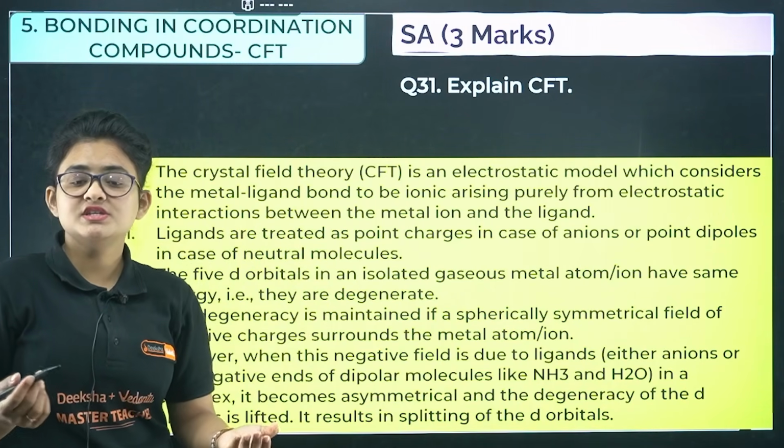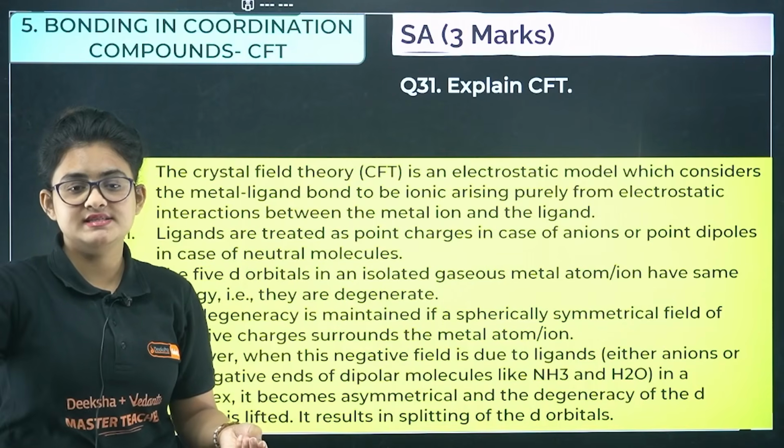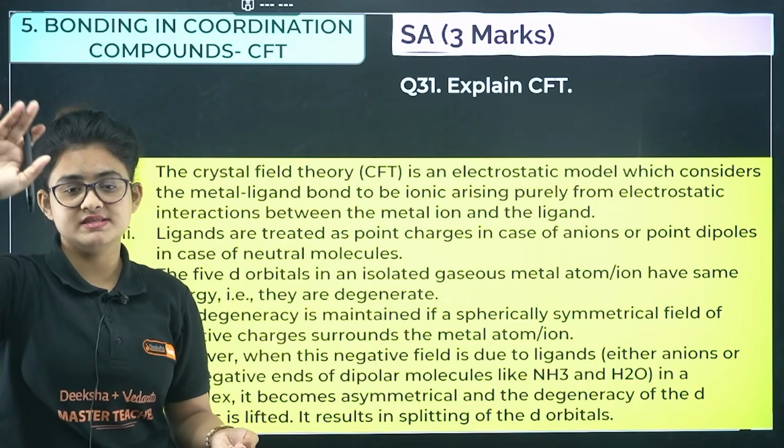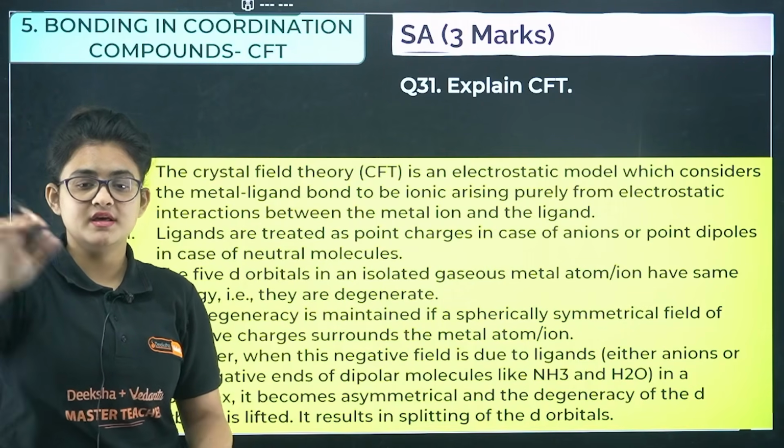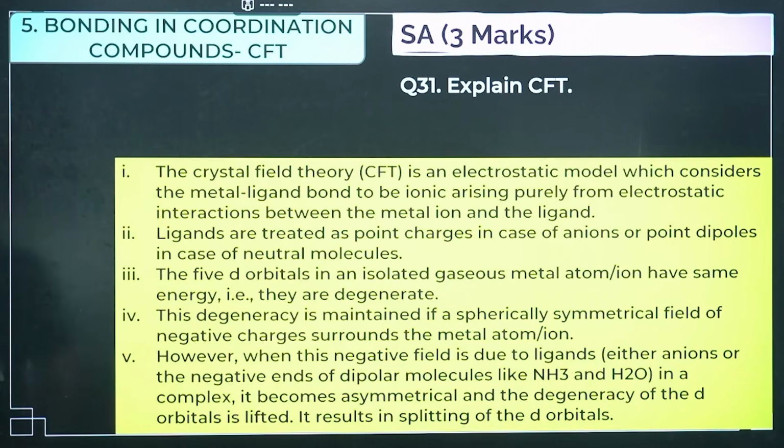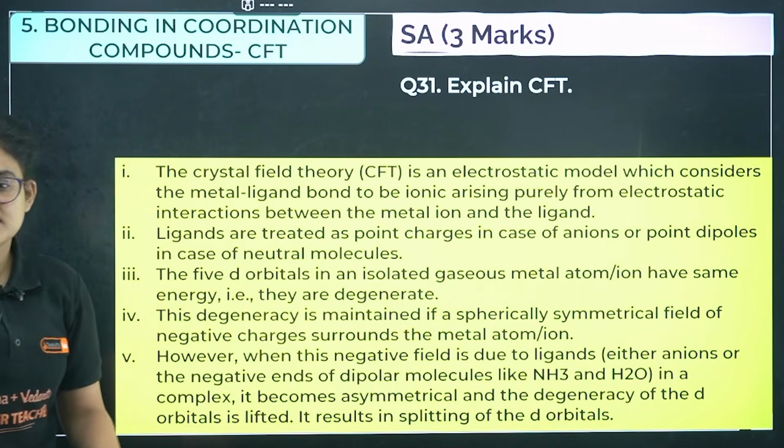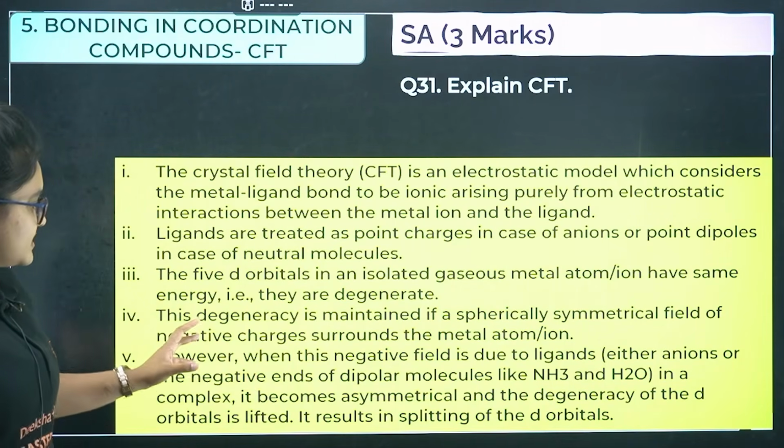Okay, so T2g are basically dxy, dyz, dzx, and Eg are basically dx²-y², dz². That's it. Okay, so I guess it's clear.